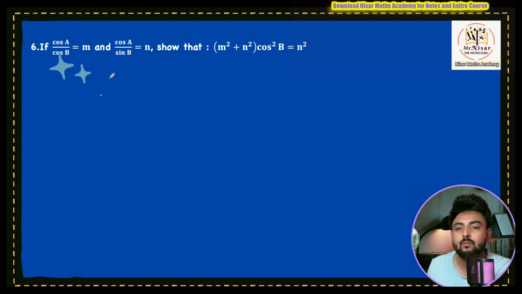Let's move ahead. So children, in the next question the value of m is given to us as cos a by cos b, and the value of n is given to us as cos a by sin b. We have to show that (m square plus n square) into cos square b is equal to n square.